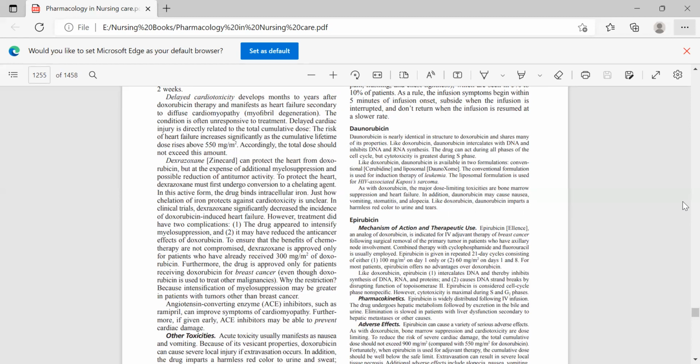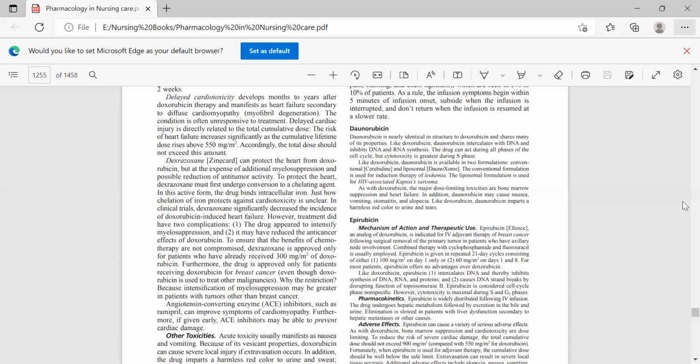As a preventive measure, a drug, dexrazoxane, is used to protect the heart from doxorubicin, at the expense of additional myelosuppression and possible reduction of anti-tumor activity. That is, the risk-benefit ratio is very imbalanced in this case, and the treatment has two complications.